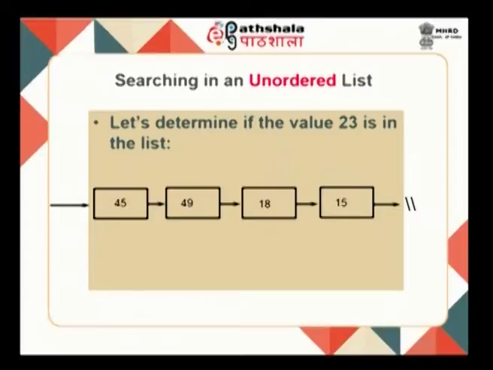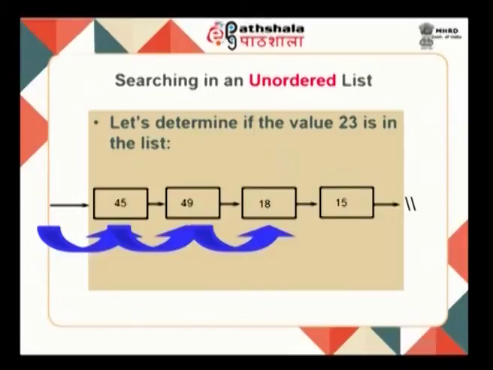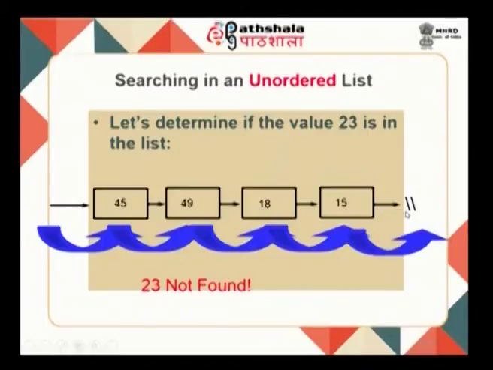Let us take one more example. Again, consider this list. The elements of this list are like this, and I am going to check whether the element 23 is present or not. We will progress like this. The target is not present, so I go on to check the next item. Again, 23 is not available, so I progress further. Now we have come to the end of the list. Therefore, we say that 23 is not found.